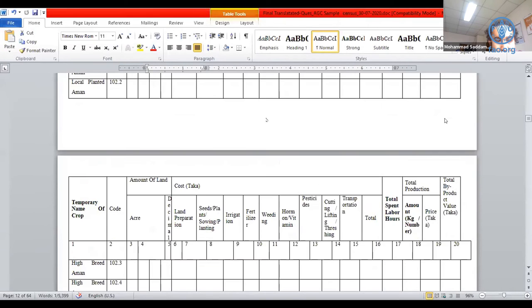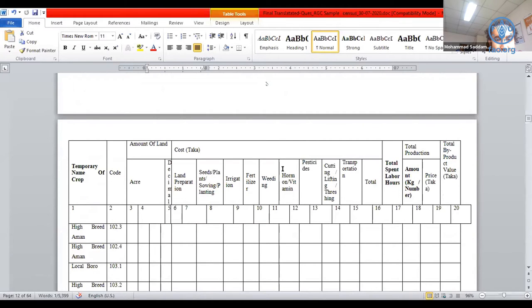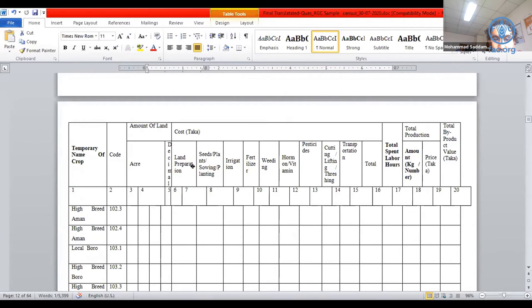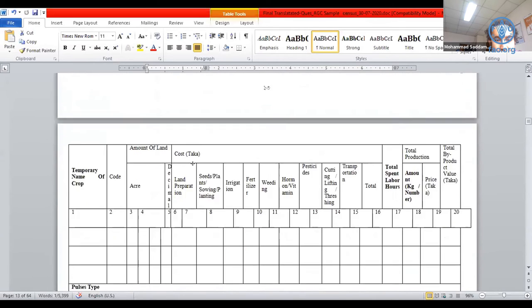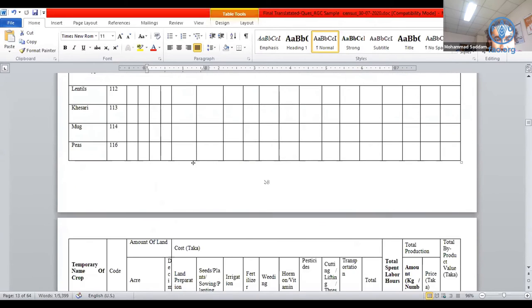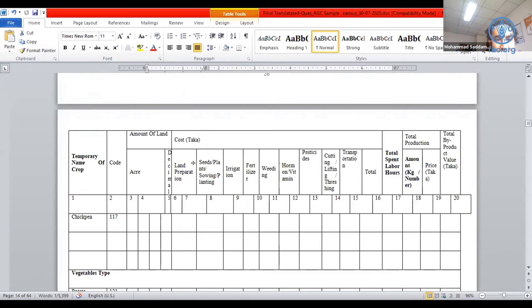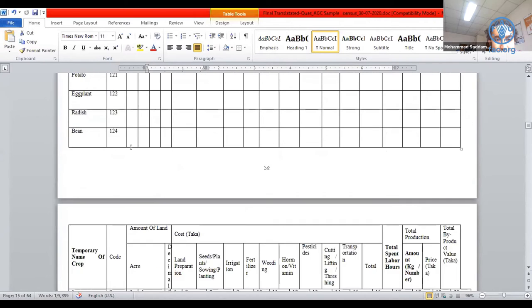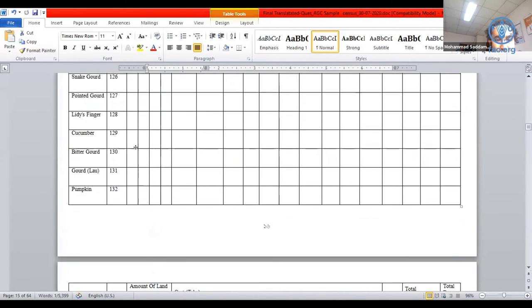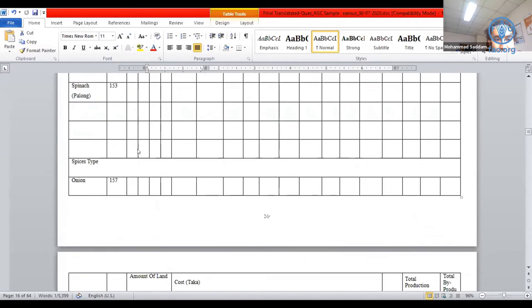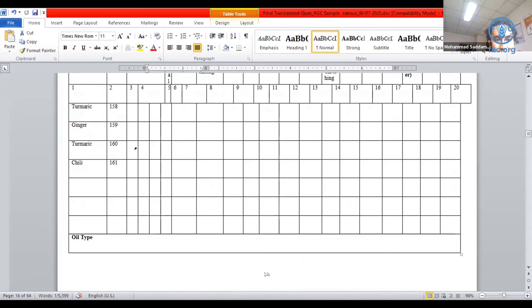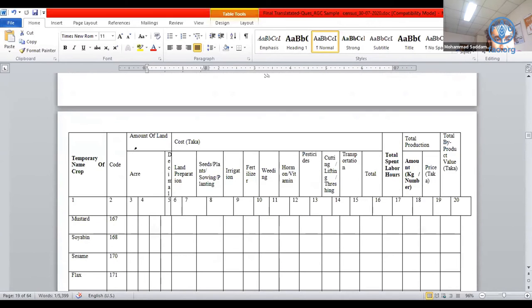Then this is all about the temporary crops. This is all about the crops you can see here. And this is the vegetable type, temporary crops. This is oil type, fruit type.